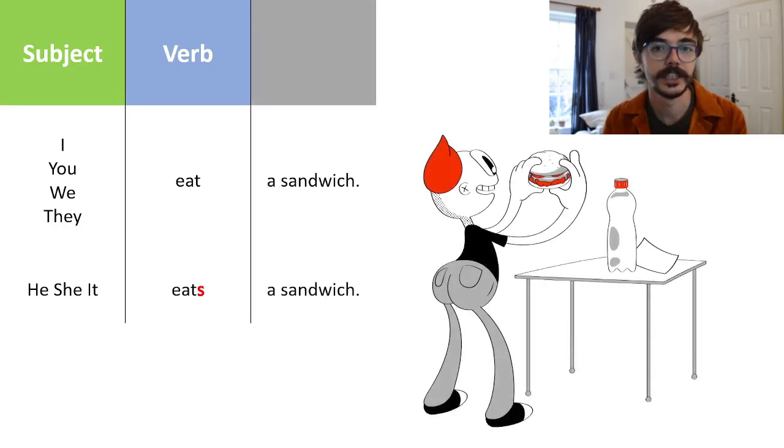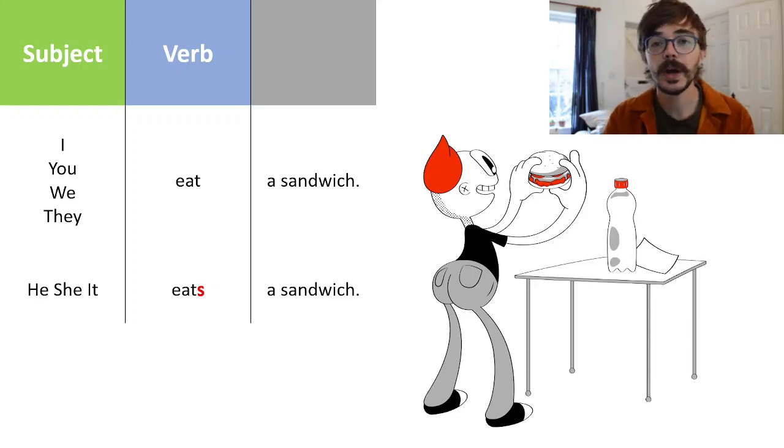Now let's finish the sentence. A sandwich. I eat a sandwich. They eat a sandwich. He eats a sandwich. So every time eat, except for he, she and it, when we put eats with an S. Actually, in this picture, he is eating a burger. It's not a sandwich, okay?